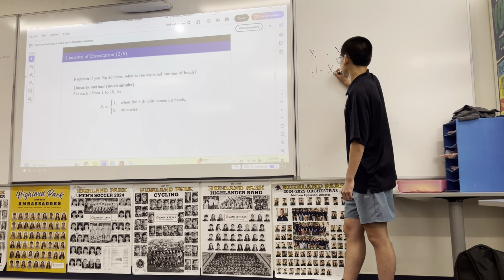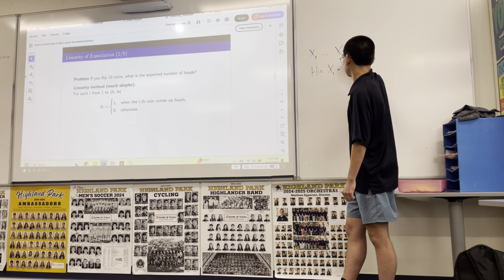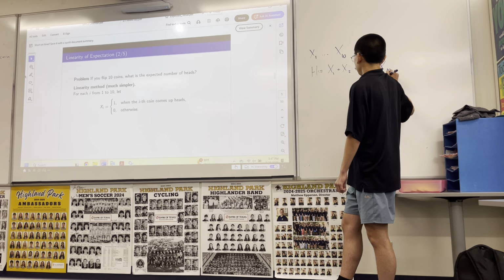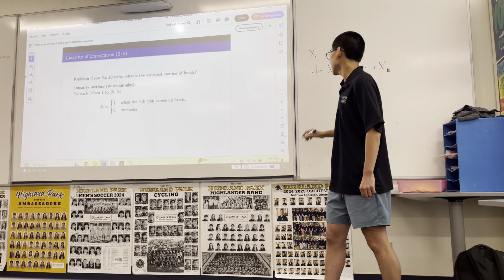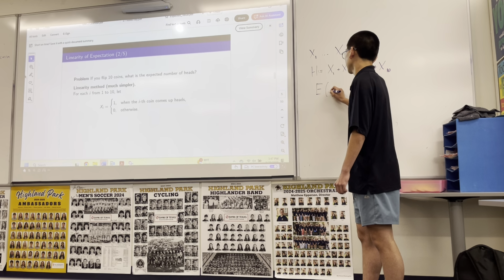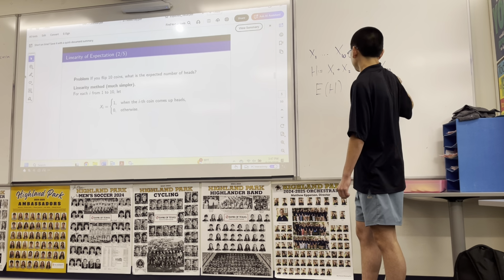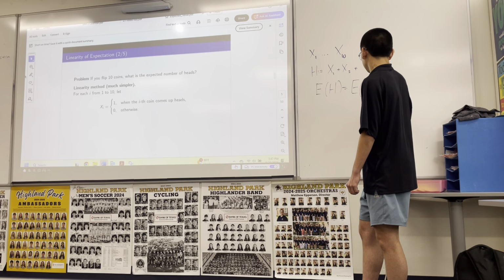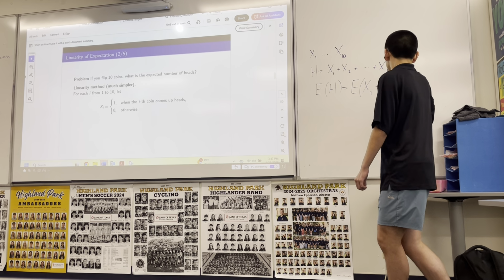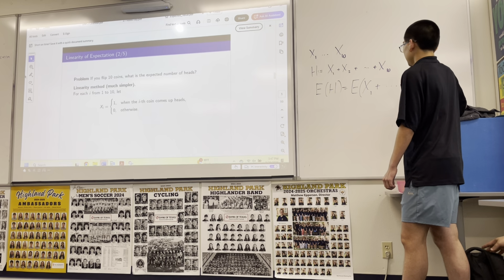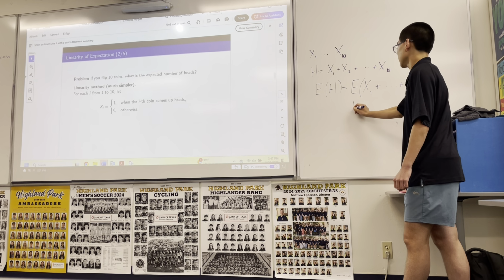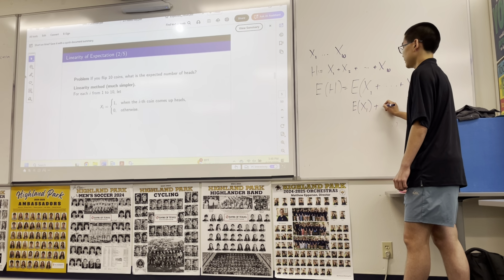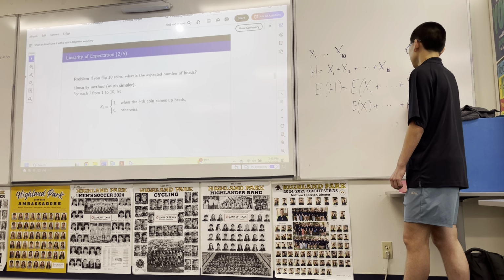And it's by definition equal to x1 plus x2 plus ... plus x10. And we want to find the expected value of the number of heads. So we want to find expected value of h. And we know that h is equal to this. And by linearity of expectation, we can say that this is equal to expected value of x1 plus expected value of x2 plus ... expected value of x10.